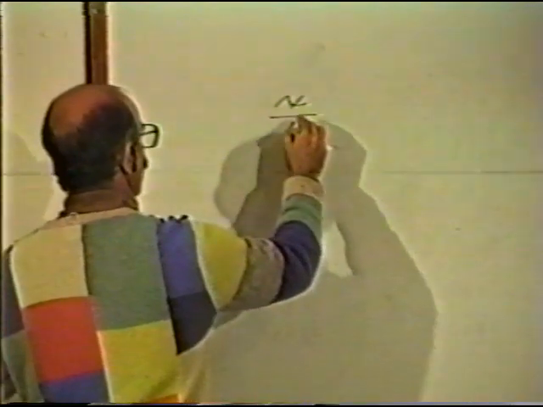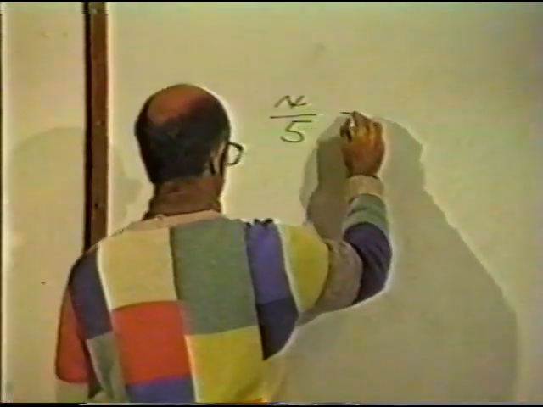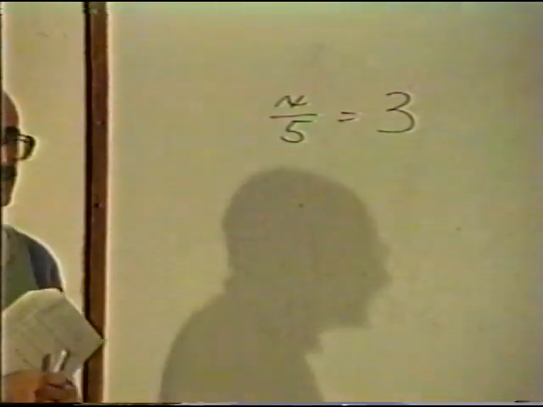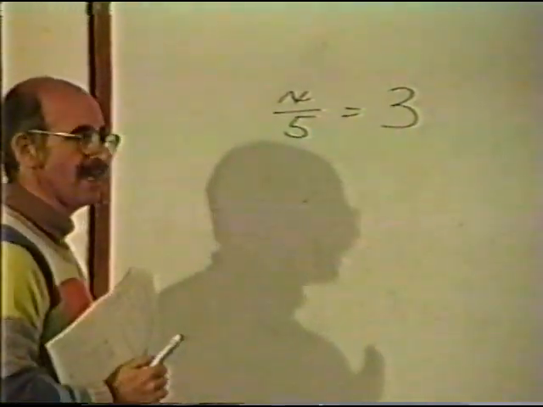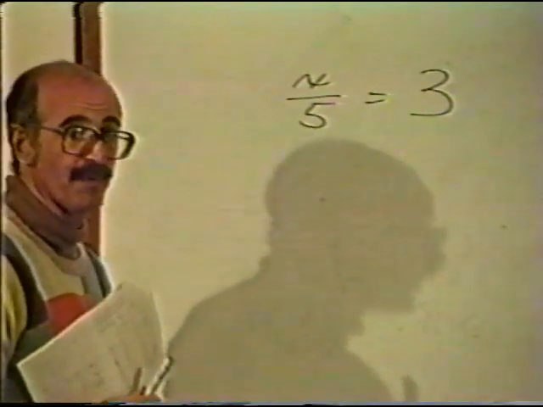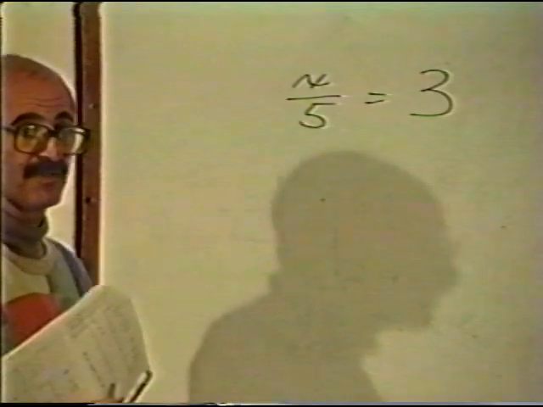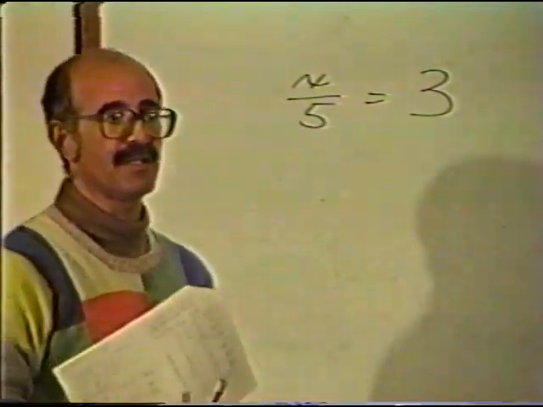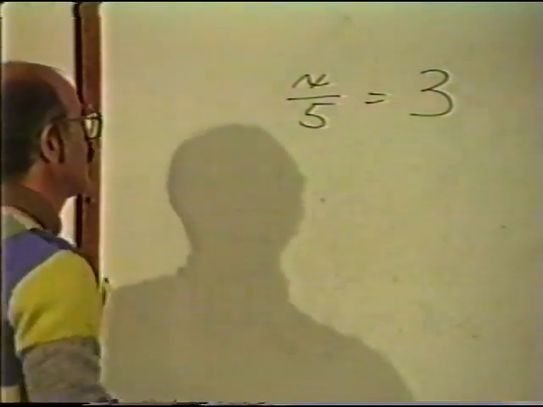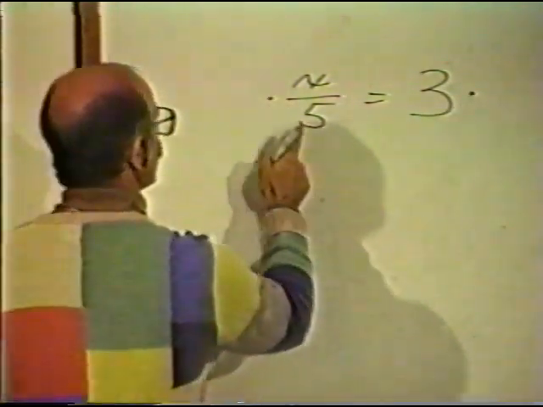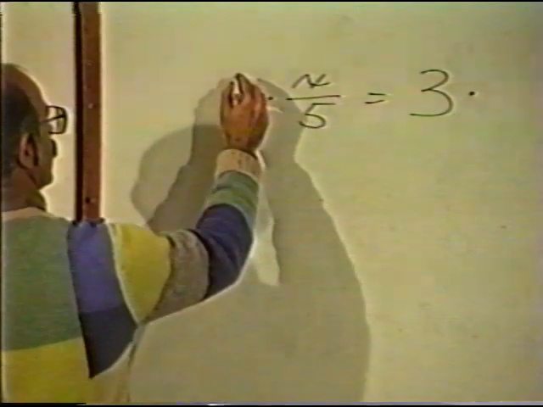And here's another one just like it. x over 5 equals 3. What is the relation between the x and the 5? What operation is happening there? Division. So we have to do the opposite, which is multiplication. We will multiply both sides of the equation by 5.